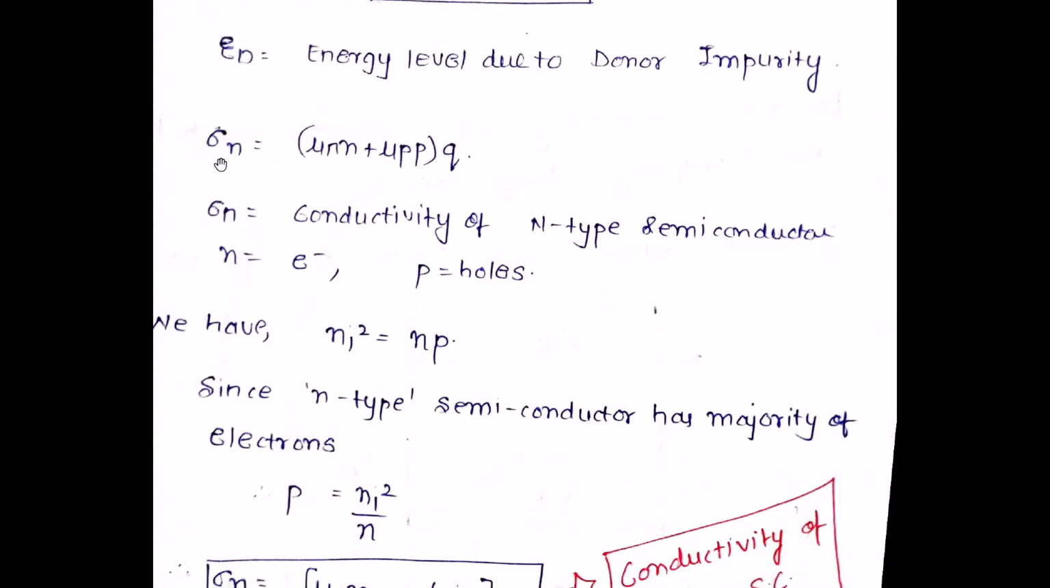Now sigma n, that is the conductivity of an n type semiconductor, is equal to (mu n into n plus mu p into p), the whole into q. Wherein sigma n stands for the conductivity of an n type semiconductor, n is the electron concentration, and p is the hole concentration.